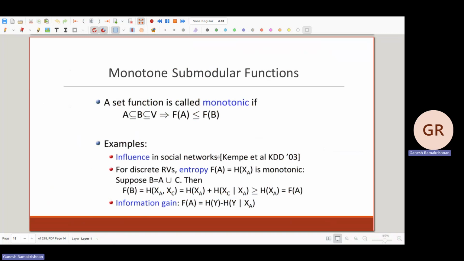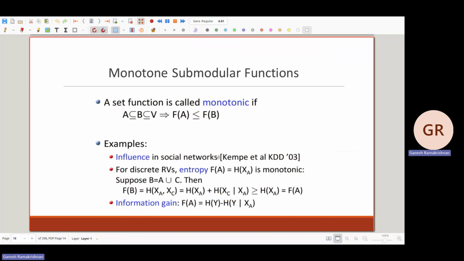So influence in social networks, right? Keep adding nodes, your influence cannot decrease. Even the coverage example I took in the previous slide, the coverage cannot decrease. And the most classic example is entropy. Okay, entropy turns out to be a submodular function, and it's monotone as well. As you keep adding elements, the entropy for a set of random variables cannot decrease.